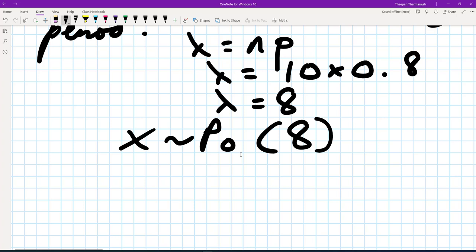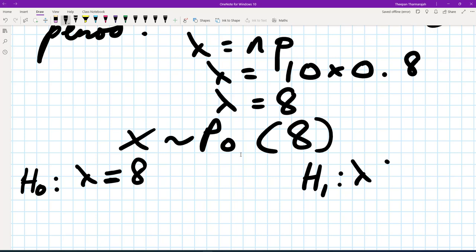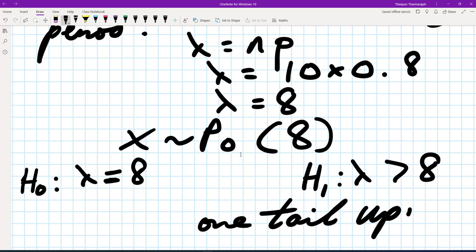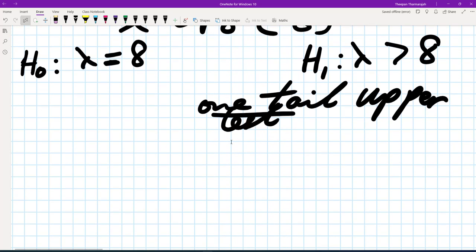So let's set up our hypotheses now. H0 is lambda equals 8. That's no change in lambda, basically. H1 is that there's an increase. And we say it's a one-tailed upper test. Go and check the significance level, and that's going to be 5%. So alpha is 0.05.